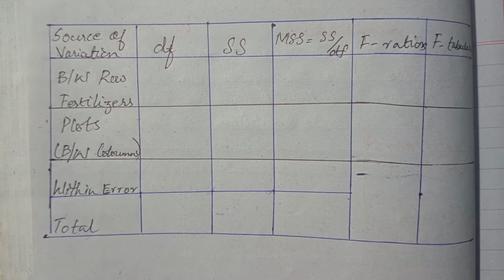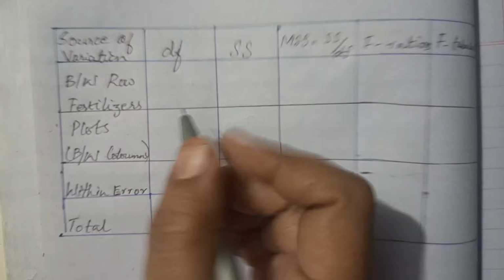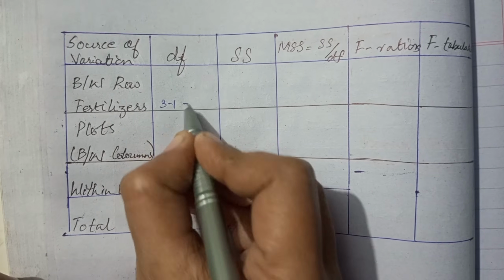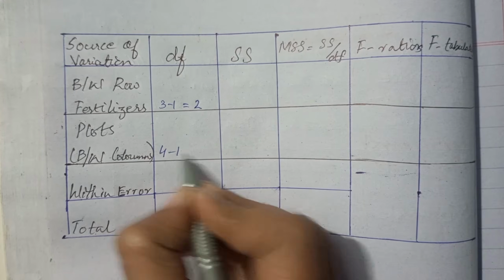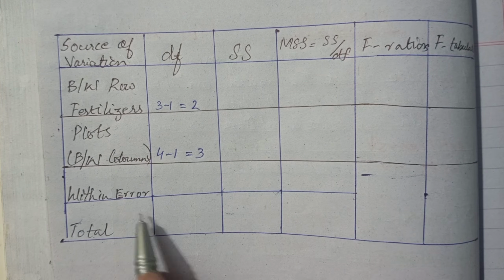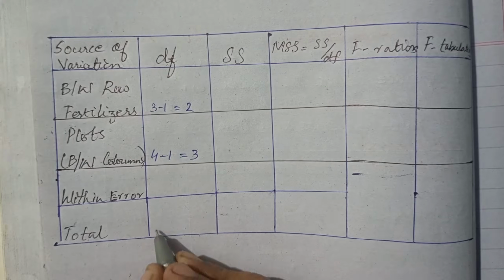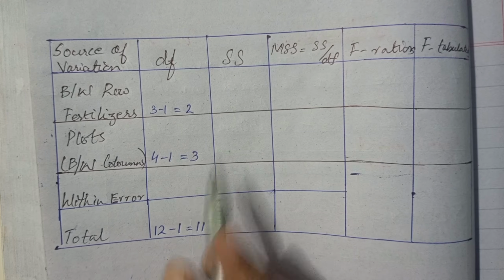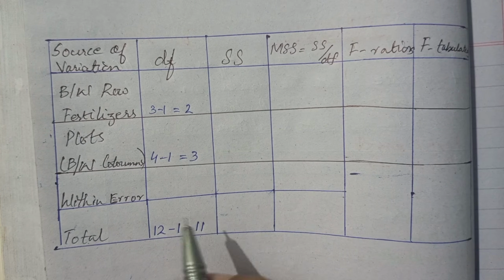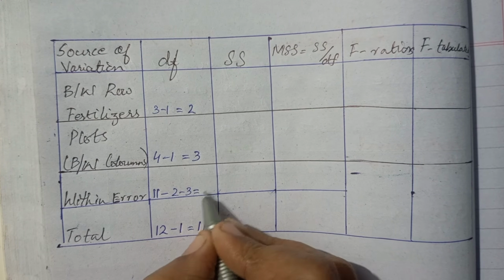So first of all, we will find the degrees of freedom. How can we find them? Here the number of rows is 3, so 3 minus 1 will be 2 for the rows. For the columns, there are 4 columns, so 4 minus 1 will be 3. Within error, we will find after the total. The number of observations is 12, so 12 minus 1 will be 11. We subtract the values of rows and columns from 11, so within error is 11 minus 2 minus 3, which gives 6.